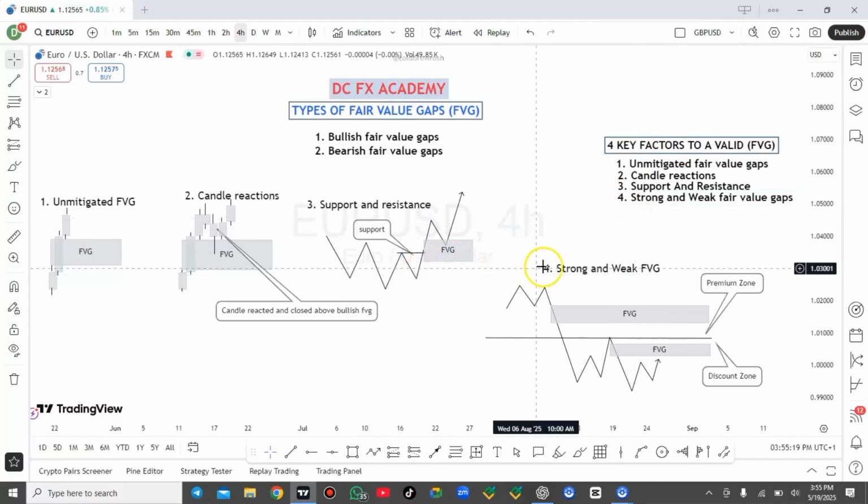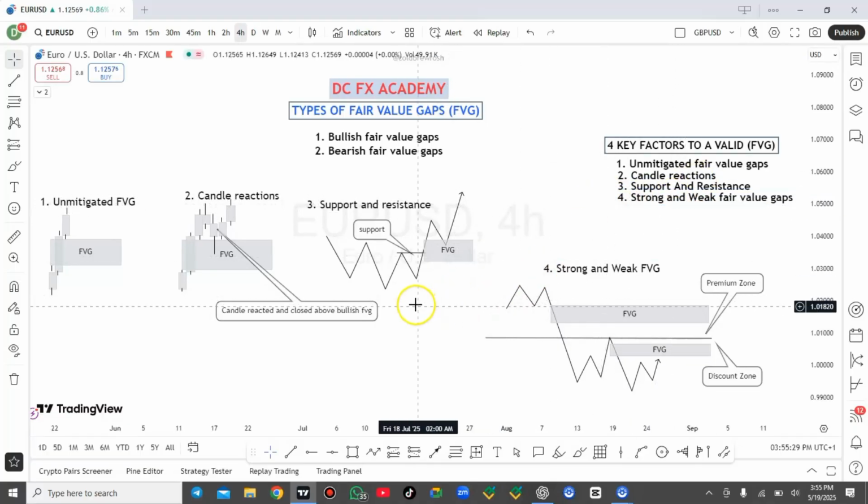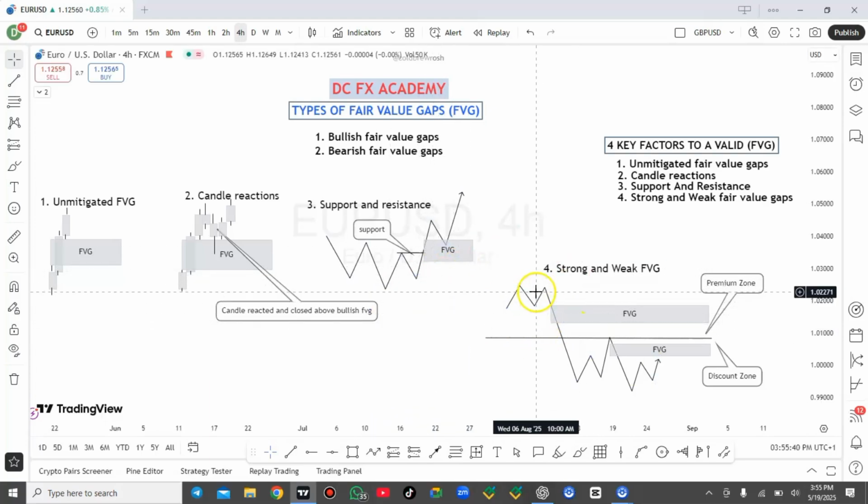So now here comes the last part, which is number 4. And number 4 says strong and weak fair value gaps. I'm sorry if I've been very fast. I'm just trying to make this video as quick as possible. I'm very sorry if I've been too fast, but you can rewatch this video again and again, and you can get to understand whatever I'm saying, and make use of it the right way.